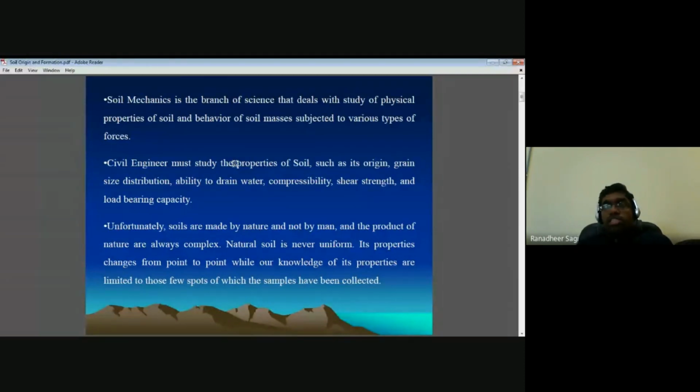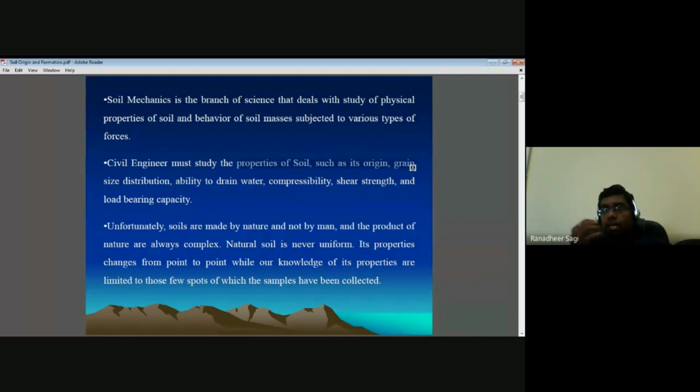They don't change much from company to company which is manufacturing it, or over time. You will not see much variation. Yes, we'll have the effect of creep and other aspects in those materials also, but the relative changes we encounter are less when compared to the effects that you see in the case of soil. So a civil engineer must study the properties of soil such as its origin.